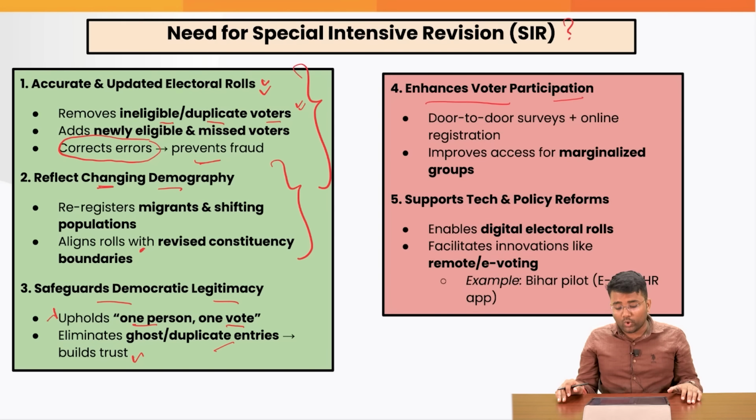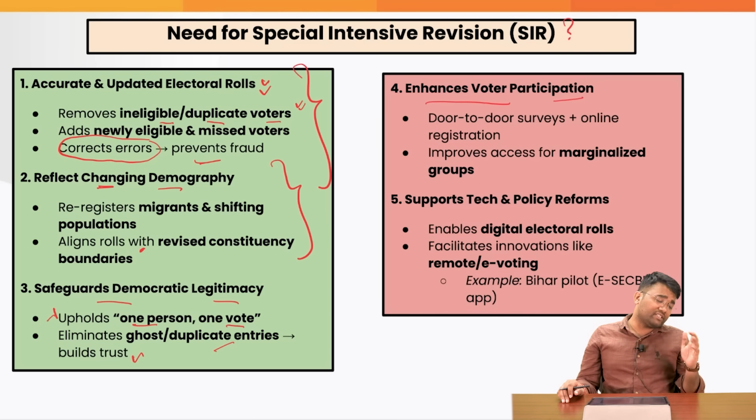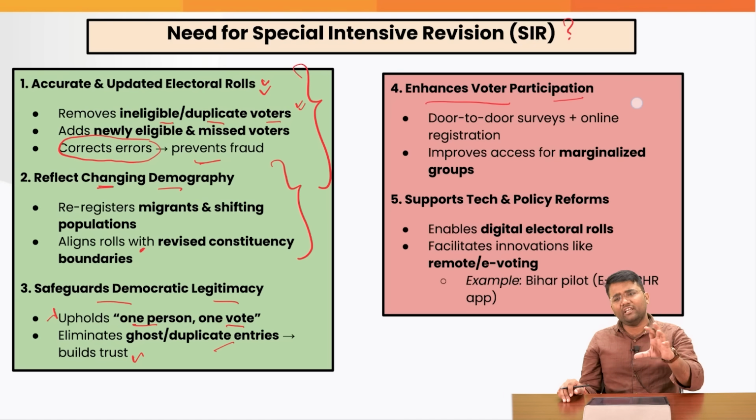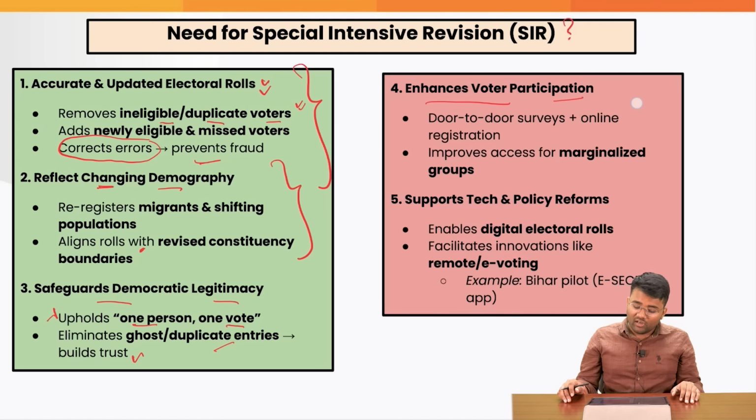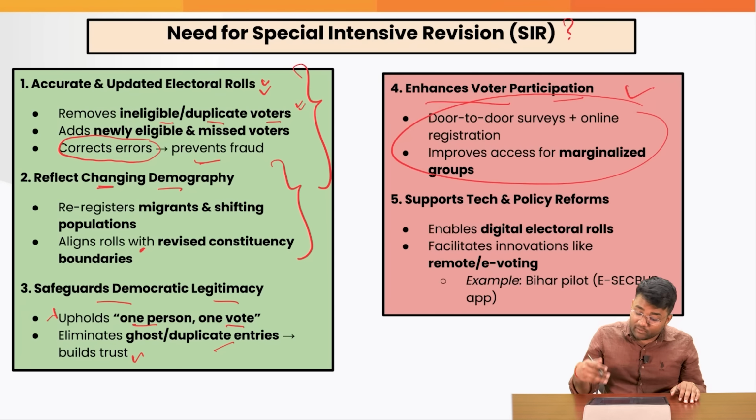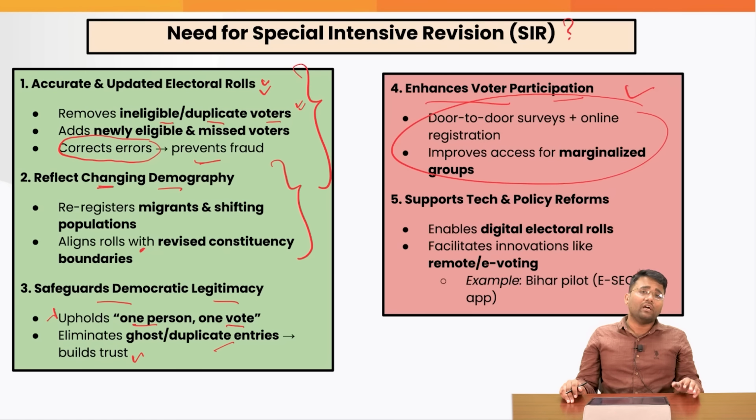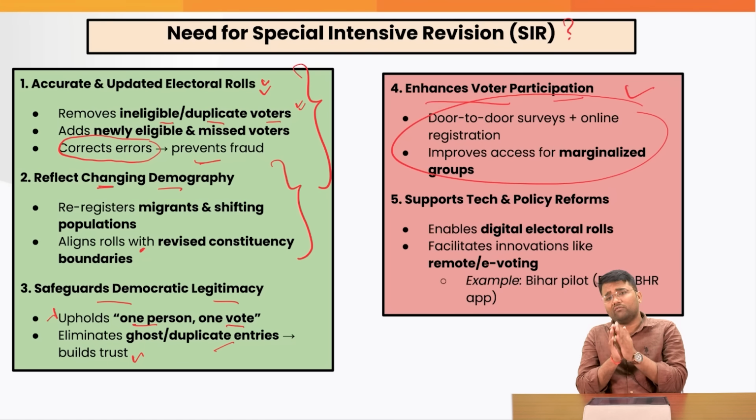For example, the door-to-door surveys and online registrations that are done improve the access of the marginalized groups. Some of them will not be able to leave their daily wage jobs only to get their names corrected in the electoral rolls or registered, because if they leave one day of wages, in the evening they might find it difficult to even have two meals. So door-to-door surveys also help in providing proper inclusion of the marginalized sections.